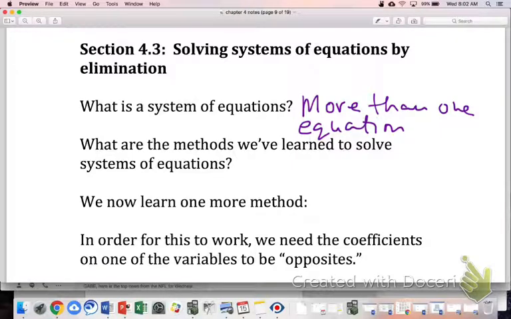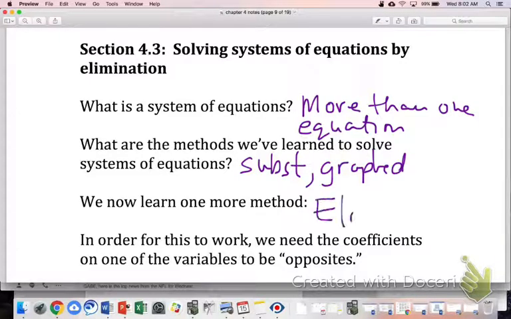What are the 2 methods we've learned so far? There's 2 of them. Substitution, that's the one we've been working on for the last several days. And then what was the one we worked on at the very start? We graphed the lines. Yeah, we graphed the system. And when we graphed, we were looking for where the lines intersect, and that was our solution. Okay, so we're going to learn one more method here today, and that method is called elimination.